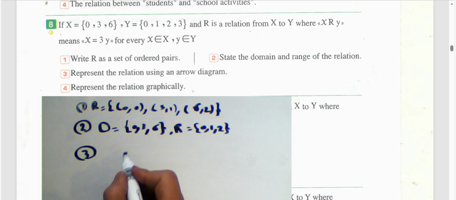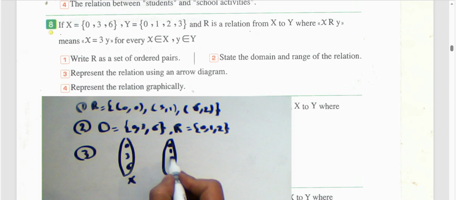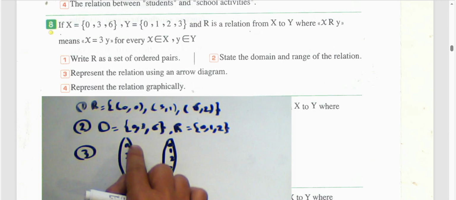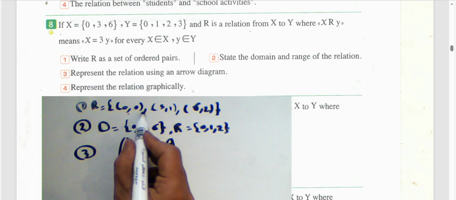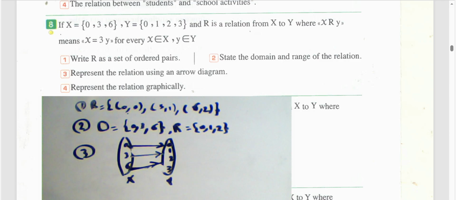Number 3, represent it using an arrow diagram. We can put here the relation about first and second. The first set 0, 3 and 6, and second 0, 1, 2, 3. 0 with 0, sorry, 0 with 0 here, 3 with 1, and 6 with 2. Understood? This is question number 3.